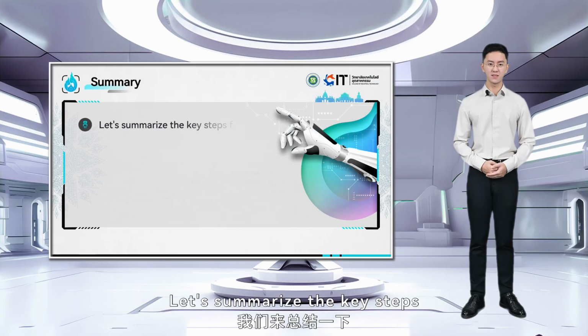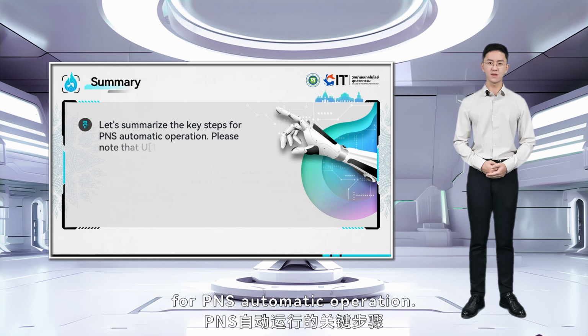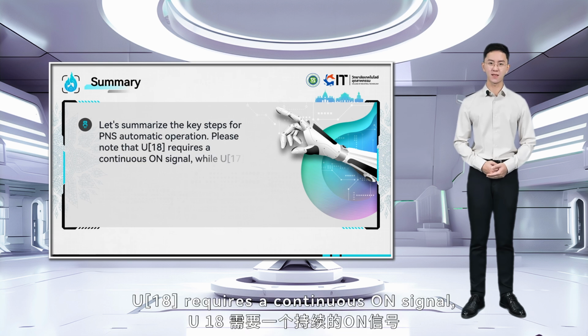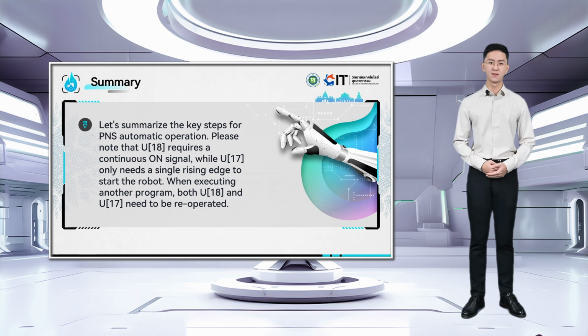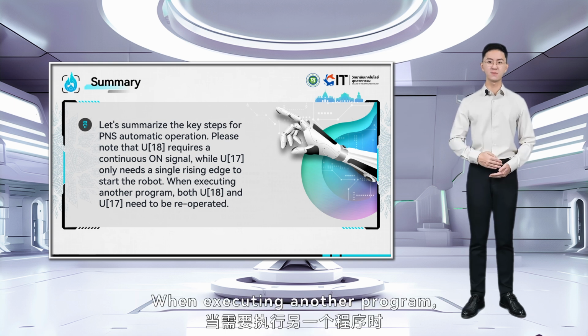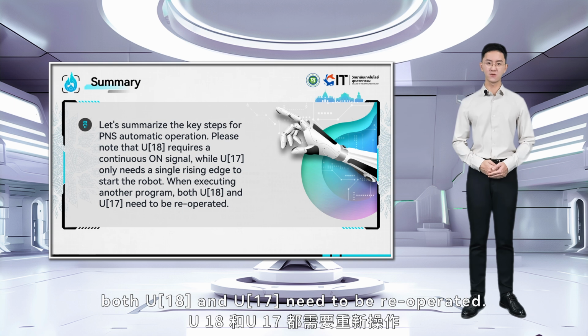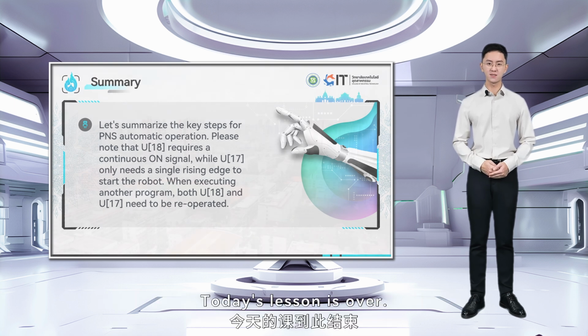Let's summarize the key steps for PNS automatic operation. Please note that UI18 requires a continuous on signal, while UI17 only needs a single rising edge to start the robot. When executing another program, both UI18 and UI17 need to be reoperated. Today's lesson is over.